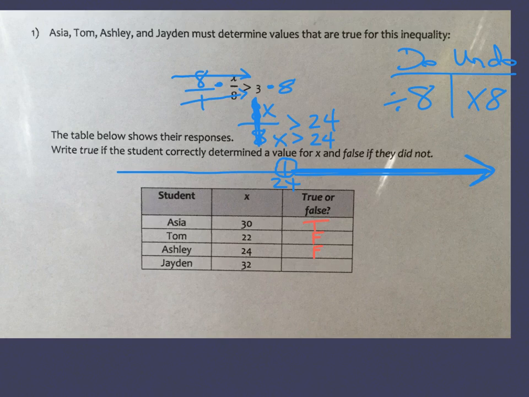Jaden says x could be 32. Well, that's true because 32 is greater than 24. Both Asia and Jaden chose answers that could be true. Both 30 and 32 are greater than 24, while Tom and Ashley chose answers that are false. Neither 22 nor 24 are greater than 24.